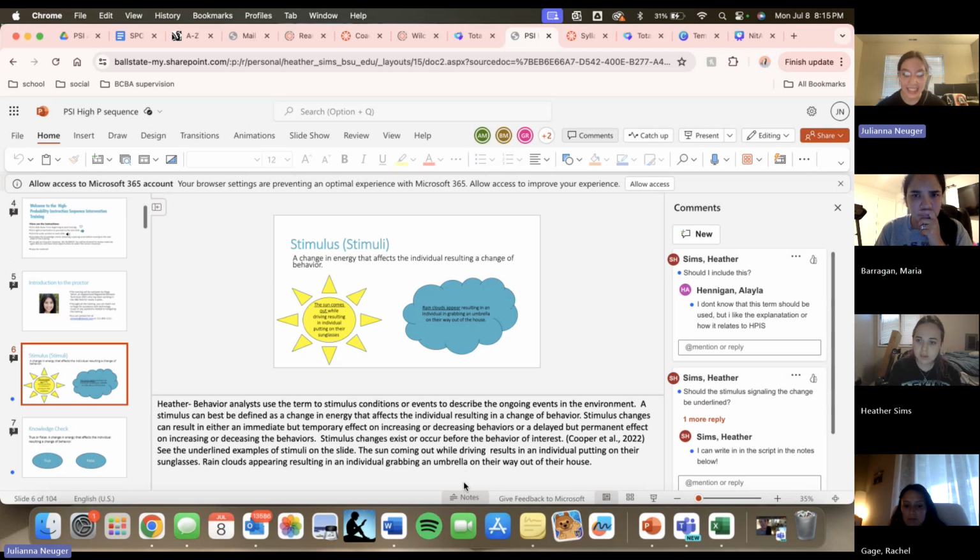But I think it looks good just looking over it very briefly. I think you did a good job explaining what stimuli are. I liked how you included the citation as well, referencing Cooper. Great work.